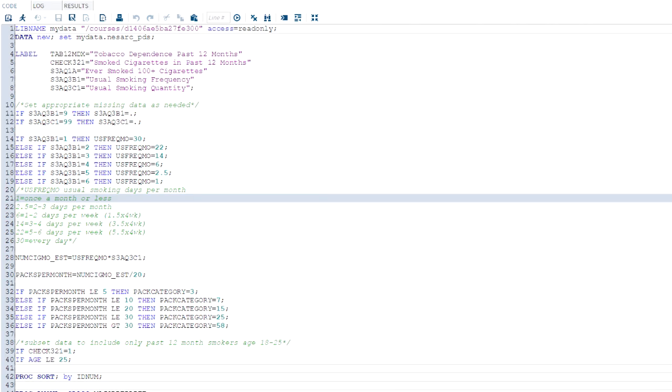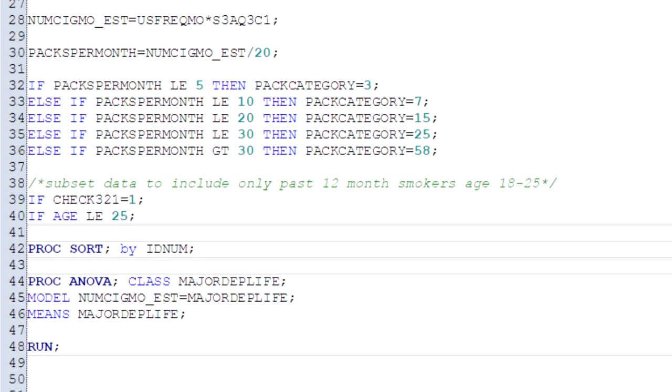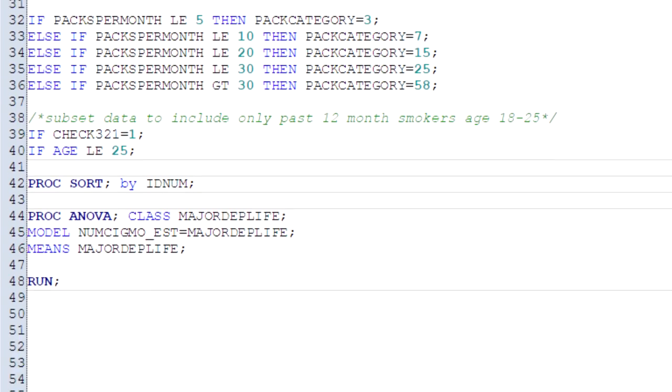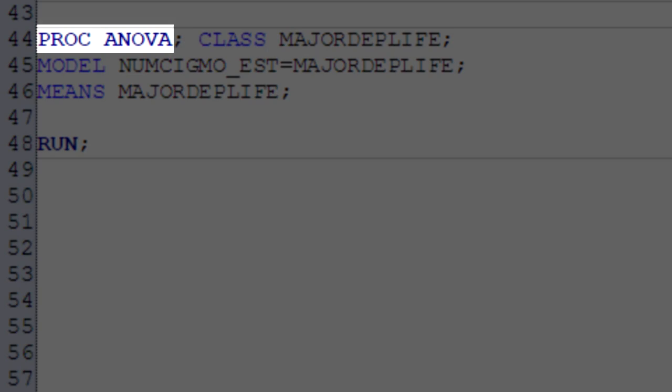As you know, all procedures that follow the data step, which is the code located between the data statement and the proc sort statement, are written to request specific output or results. So we'll need to add the syntax for analysis of variance after the proc sort statement. To conduct an analysis of variance, we're going to use the Proc Anova procedure.